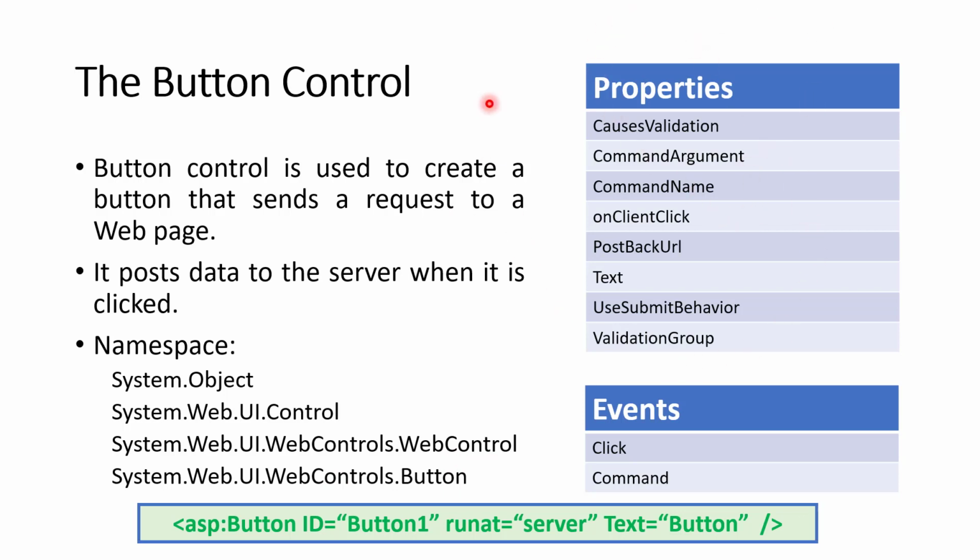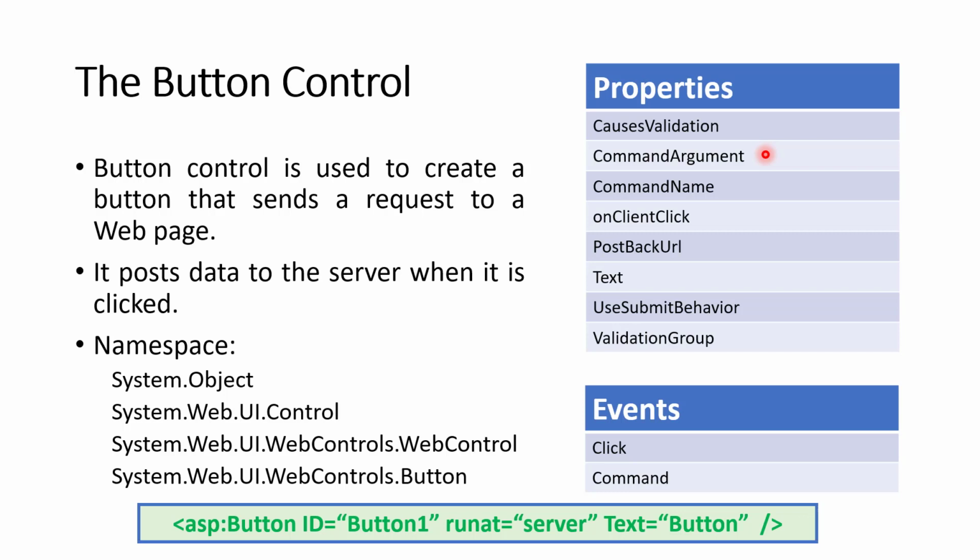These properties do not cover all properties of button controls. We are putting here the mainly used properties of button controls. Among that, first is CausesValidation. It is used to obtain or set a value indicating whether or not validation is performed when the button control is clicked. Next is CommandArgument.